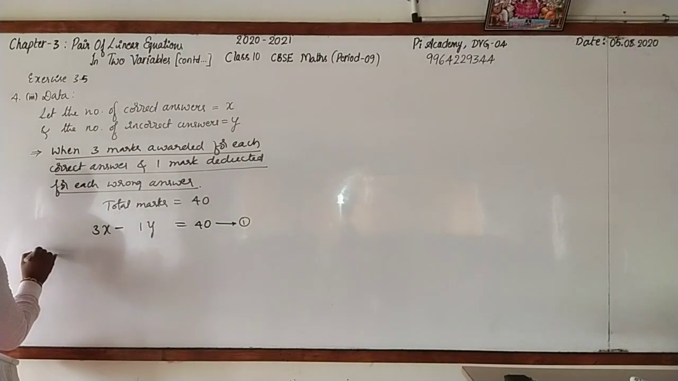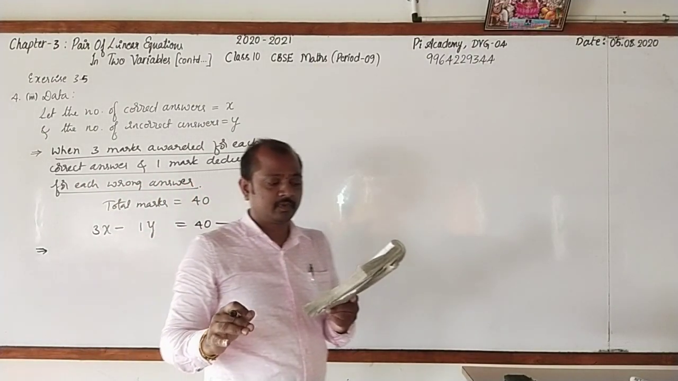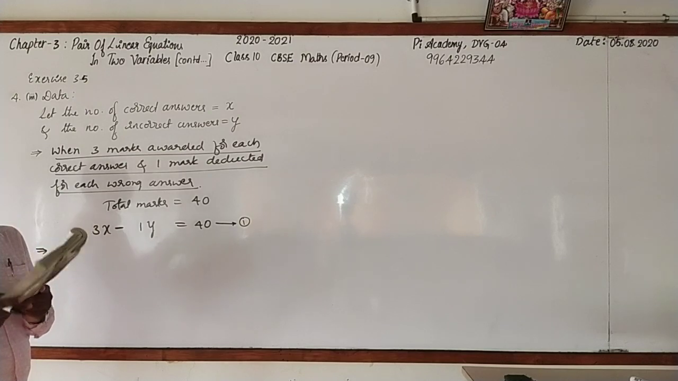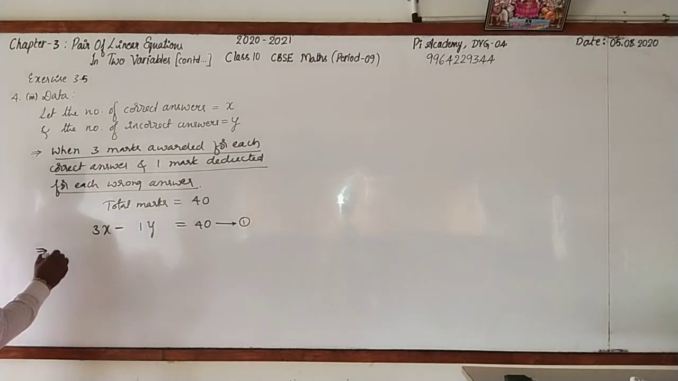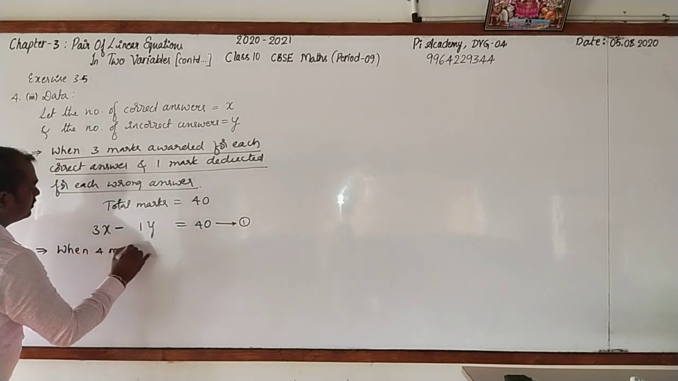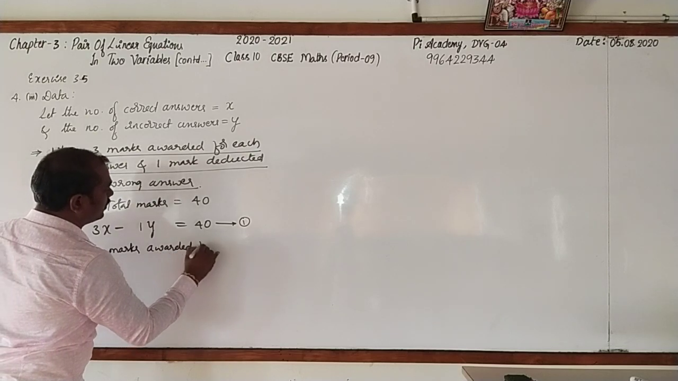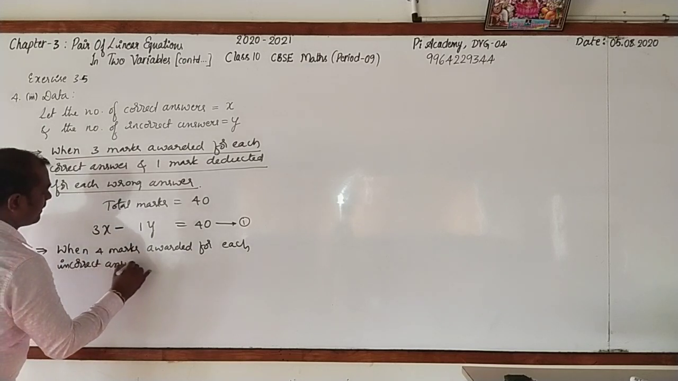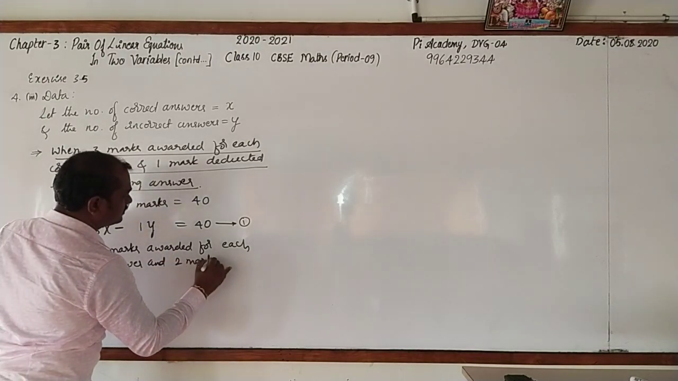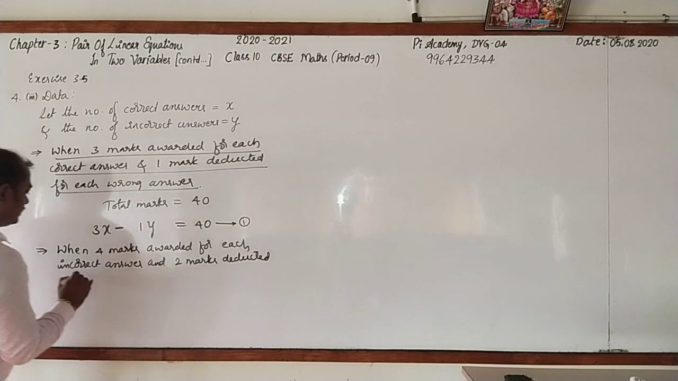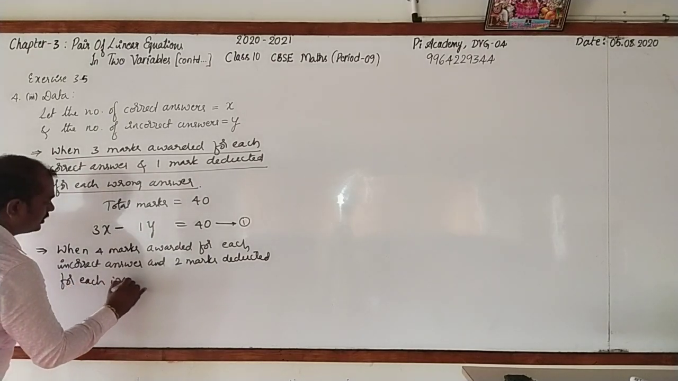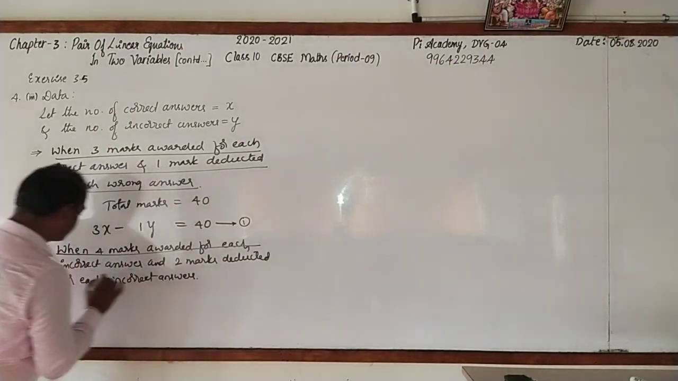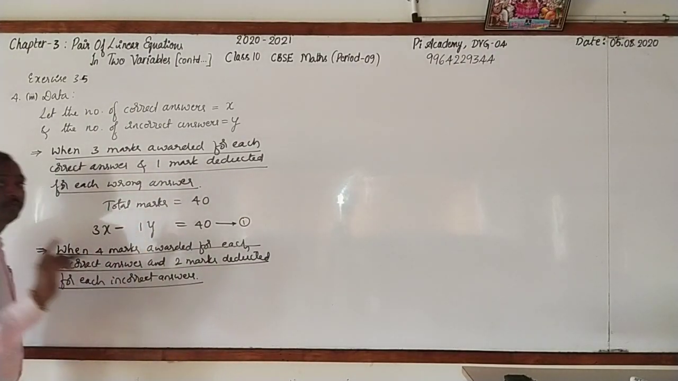Next, another situation is there. What is that? Suppose 4 marks had been awarded for each correct answer and 2 marks been deducted for each incorrect answer, you would have scored 50 marks. Here I'll write. When 4 marks are awarded for each correct answer and 2 marks deducted for each incorrect answer, right? Total how much he has scored? You would have scored 50 marks.